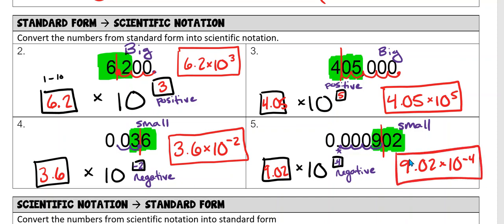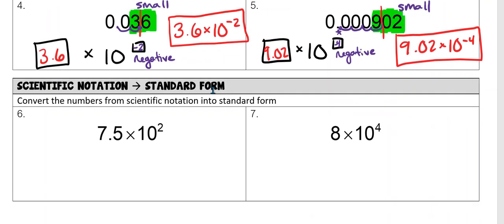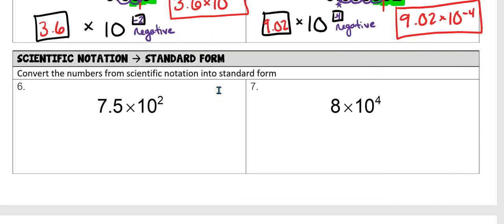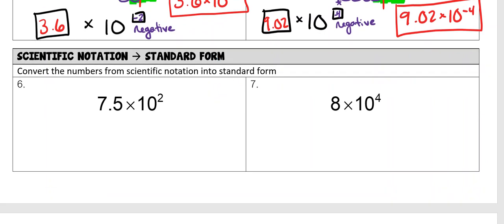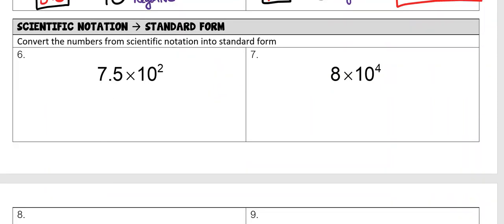So that's how we write the numbers in scientific notation if we're given the standard form. But we also want to be able to go backwards. So if we are given a number in scientific notation, we need to be able to convert that into standard form. So we start by just writing down that coefficient that we see. So I'm going to start with 7.5, but I'm going to write it without the decimal point.